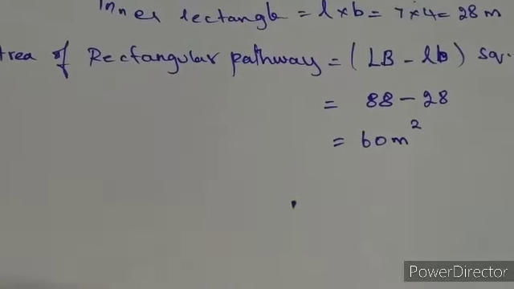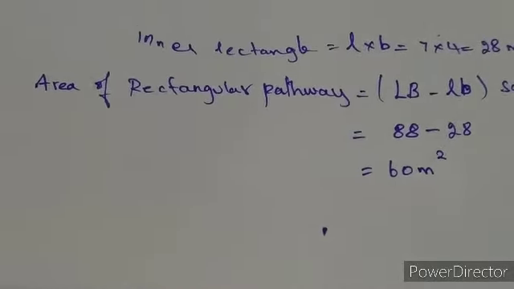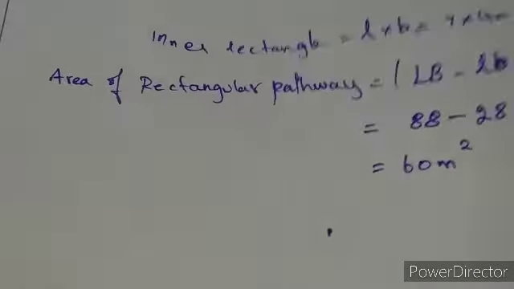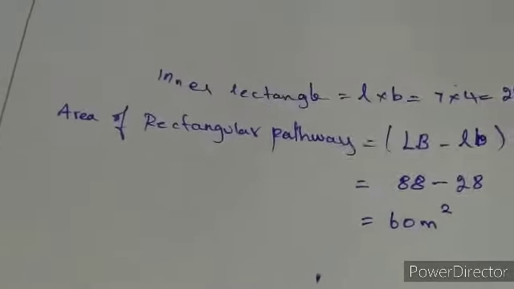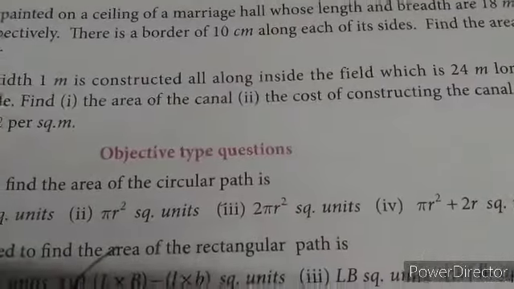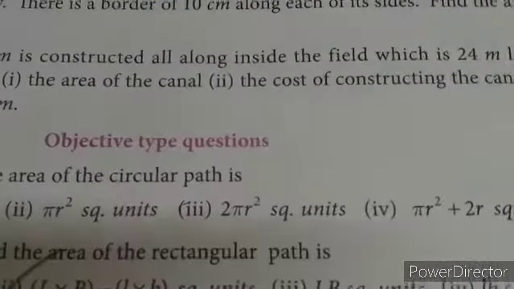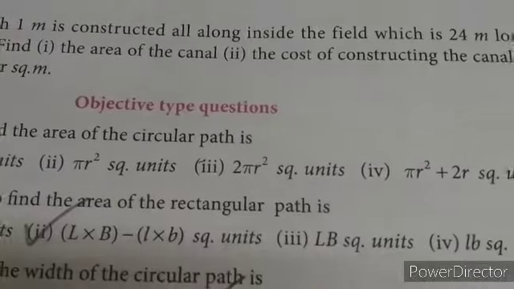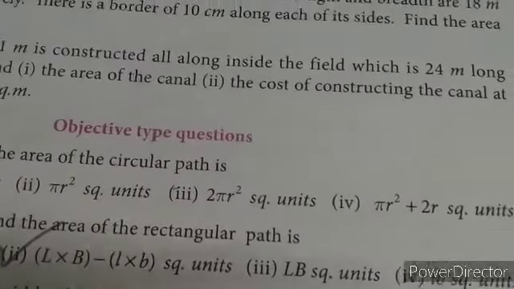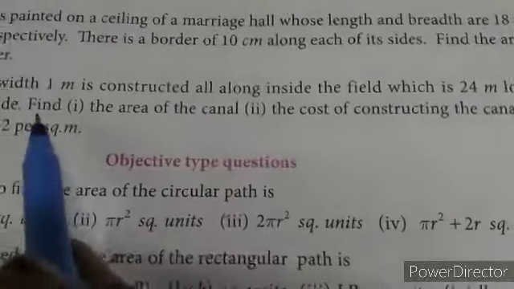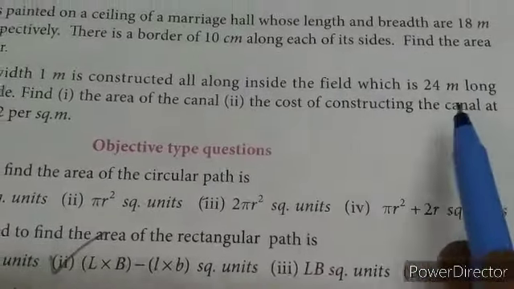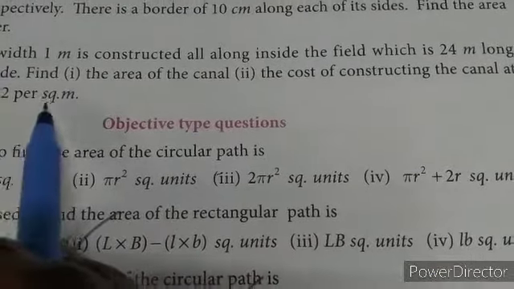Try to learn by heart all the formulas given in this exercise. At the end of this session, we will recap exercises 2.1, 2.2 and 2.3. Let's try the other sum given in question 8. A canal of width 1 meter is constructed along inside the field, which is 24 meter long and 15 meter wide. First find the area of the canal and also the cost of constructing the canal at the rate of rupees 12 per square meter.